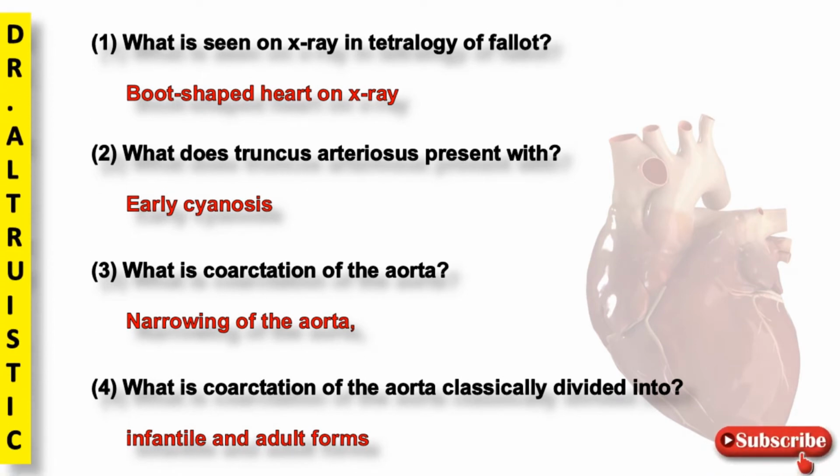1. What is seen on X-ray in tetralogy of Fallot? Boot-shaped heart on X-ray. 2. What does truncus arteriosus present with? Early cyanosis. 3. What is coarctation of the aorta? Narrowing of the aorta. 4. What is coarctation of the aorta classically divided into? Infantile and adult forms.